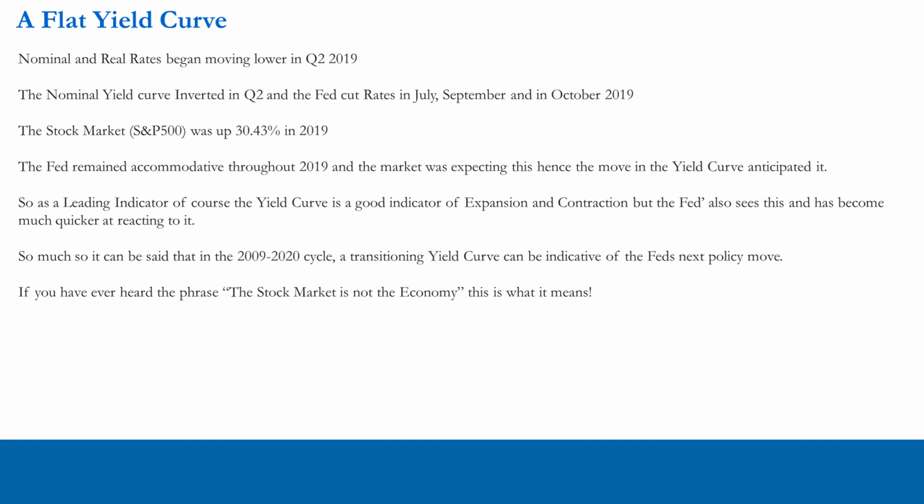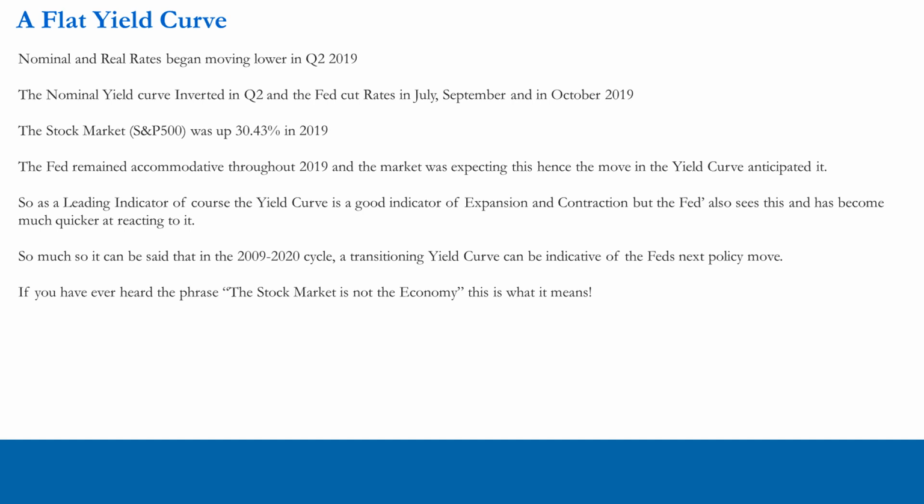2019 was a good example of this, where economic slowdown in the background was occurring. The signal was being sent via the bond market, and the Fed could see it. They were accommodative. They lowered interest rates, and the stock market was up 30%. So we do have to be careful here, guys.